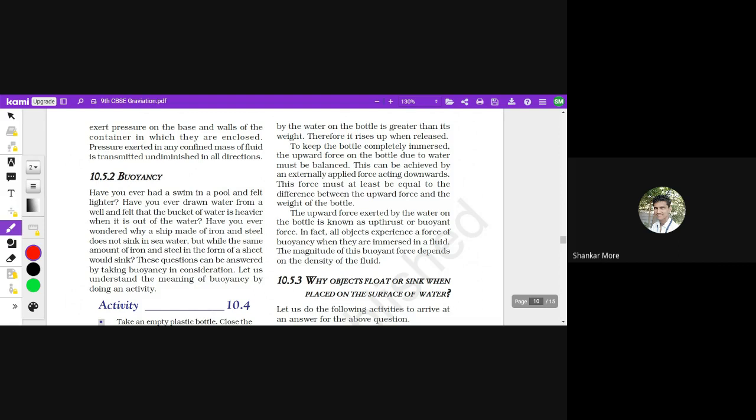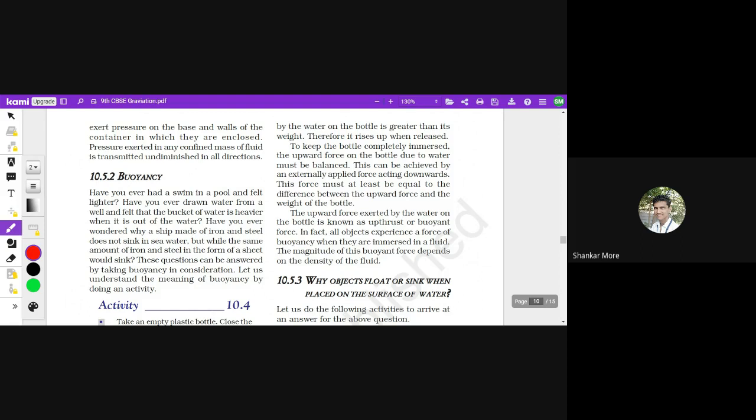Second way can be कोई भी एक भारी चीज उस bottle को बांध दो, या फिर उसमें पानी भर दो. पानी भर के भी उसको थोड़ा सा कुछ चीज आपको बांधना पड़ेगा, otherwise it will still float. ठीक है, तब जाके वो डूब जाएगी. So this can be achieved by externally applied force acting downwards, which is what we talked about. So this force must at least be equal to the difference between upward force and the weight of the bottle. So the upward force exerted by the water on the bottle is known as upthrust or buoyant force.